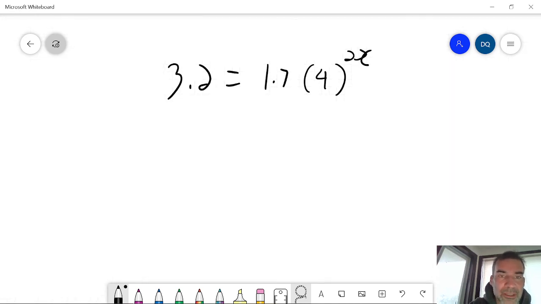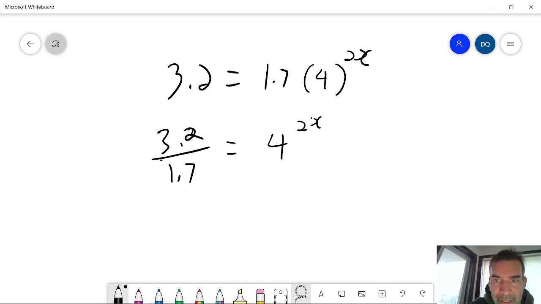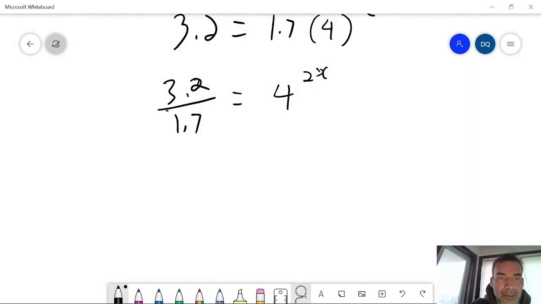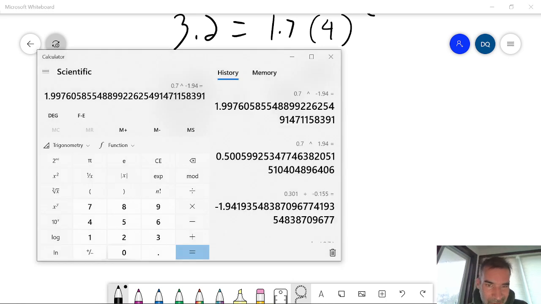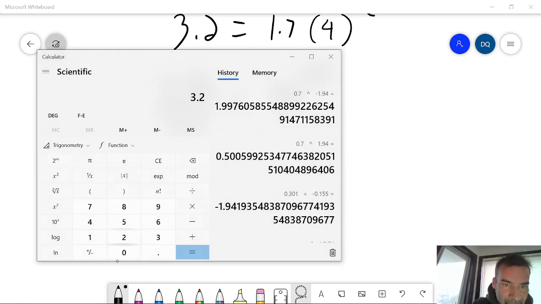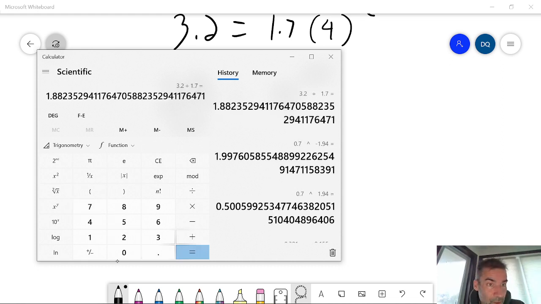So in a situation like this, for the first step, let's divide out that 1.7. So I've got 3.2 over 1.7 is equal to 4 to the exponent 2x. There's no reason to leave that as a fraction because I've already got decimals in it. So that's 1.88.